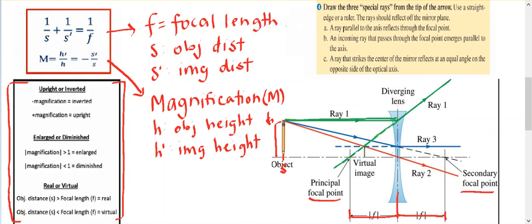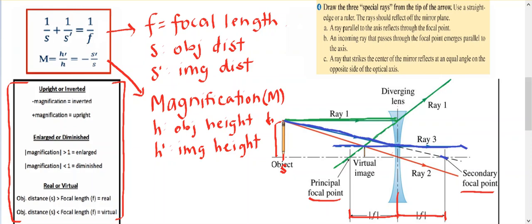So then the second ray is an incoming ray that passes through the focal point and emerges parallel to the axis. So for ray 2, technically if it continued, it would be emerging through the second focal point, but then it stops and goes backwards parallel. Again, this is to find the image. Usually it would scatter out straight through.